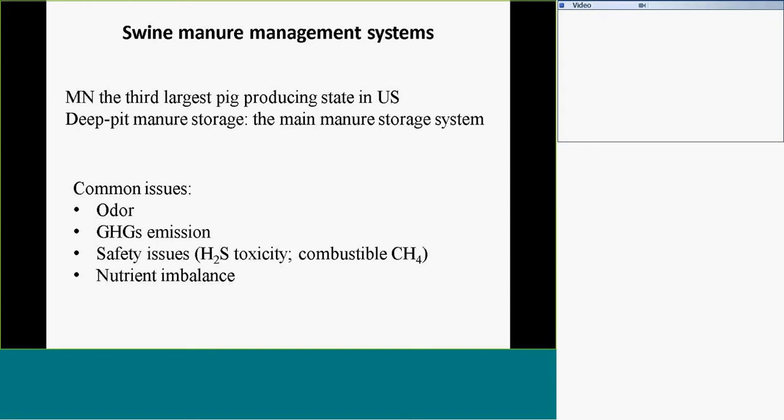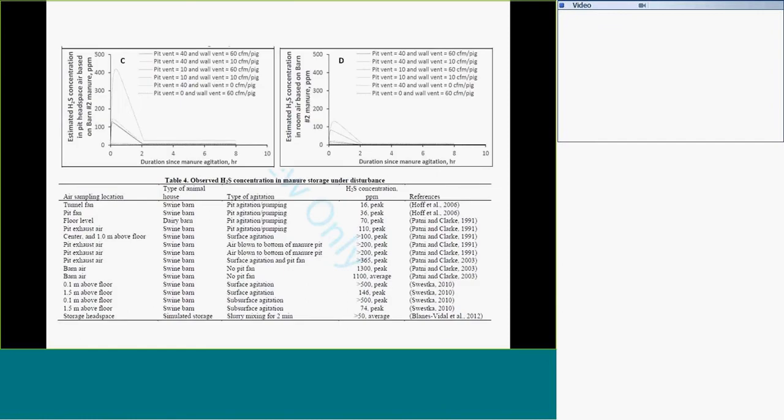I did a simulation, and I actually took some field samples and compared them with the literature. This is one we found. In a simulation, when the pit is agitated, the headspace in the pit could have a hydrogen sulfide concentration higher than 400 ppm. When the concentration is beyond 100 ppm, it's very dangerous already.